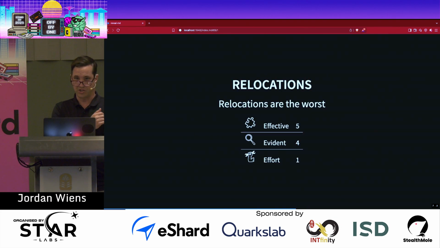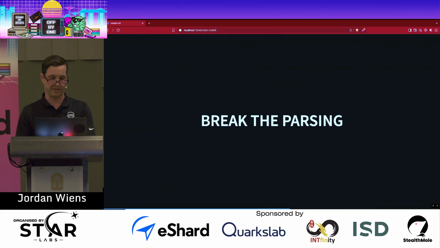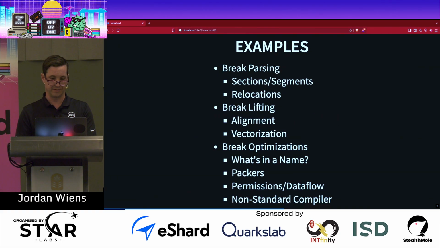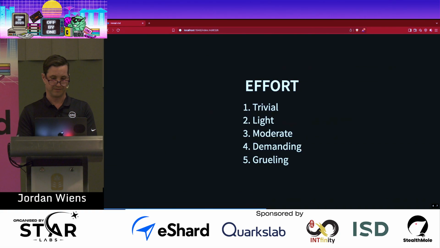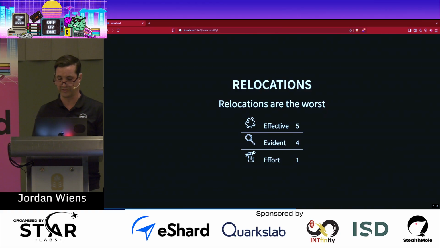Relocations. Relocations are the absolute worst. They take way too much effort, right? This is, oh, here we go. This is, effort is 1. I can fix my bug now, right? Let's see. Effort 1, yeah, okay. I got that one backwards. That's all right. The numbers are there just to make it look scientific when it's not scientific at all.